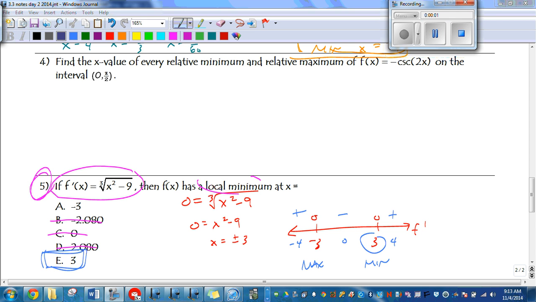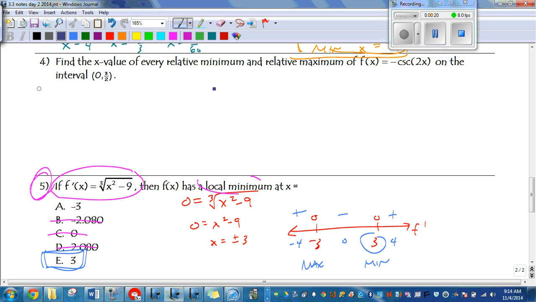Number 4, trying to find the relative minimums and maximums of f of x equals negative cosecant of 2x on the interval from 0 to pi over 2. So you'll notice the trig ones, a lot of times you'll have an interval to look at because they're periodic and they kind of repeat themselves, so a lot of times they have infinitely many minimums and maximums.